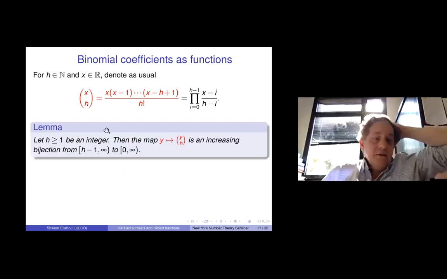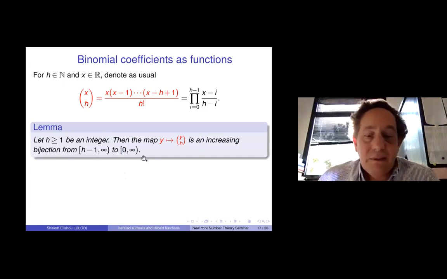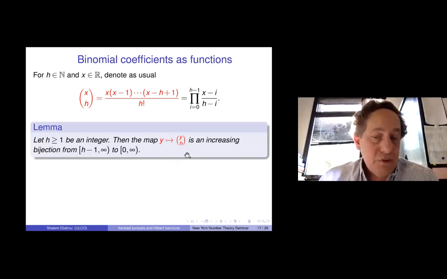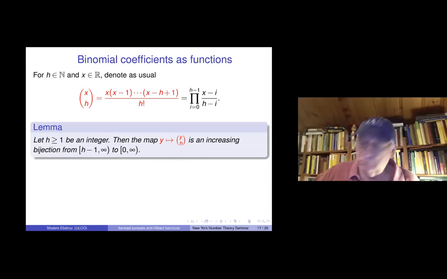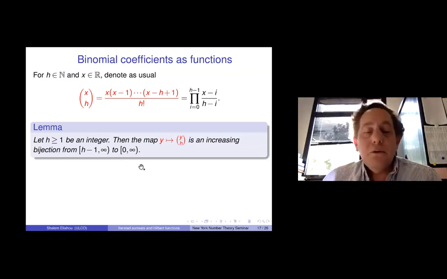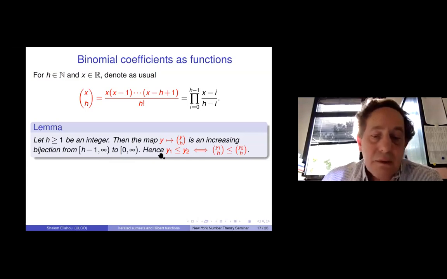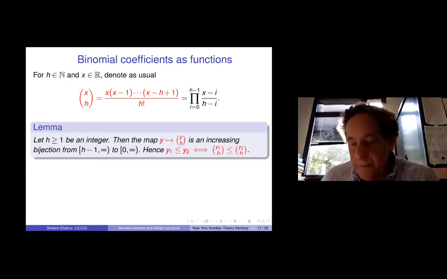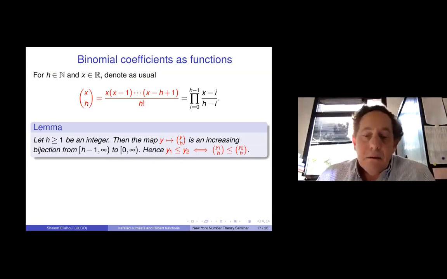But here's a lemma: fix a positive integer h, then the map associating to a real number y the binomial y choose h is an increasing bijection from the real interval [h-1, infinity) onto the non-negative real numbers. And in particular, it has this monotonicity property here.